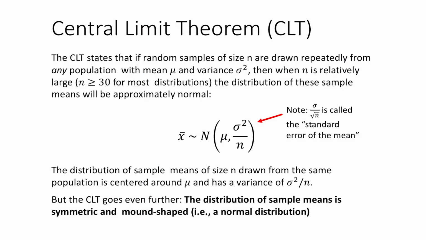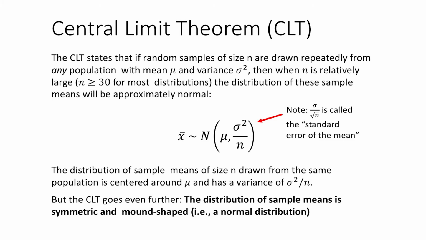The central limit theorem states that if random samples of size lowercase n are drawn repeatedly from any population with a mean mu and variance of sigma squared, then when n is relatively large, so roughly larger than or equal to 30 for most distributions, the distributions of these sample means will be approximately normal. And we use this notation here.